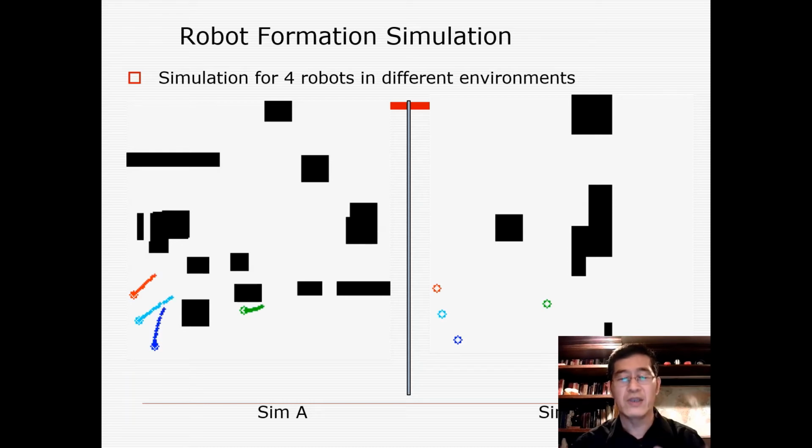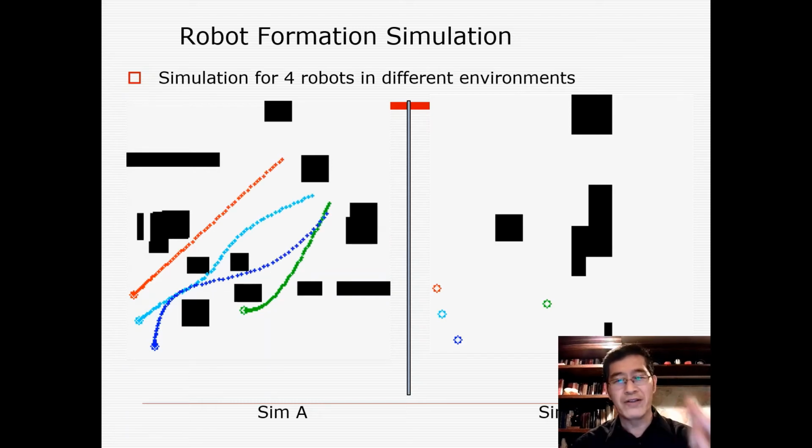We are using GRA to organize or guide a robot team. This is a robot team simulation. So now we are applying it to real robot teams. This is robot team formation.